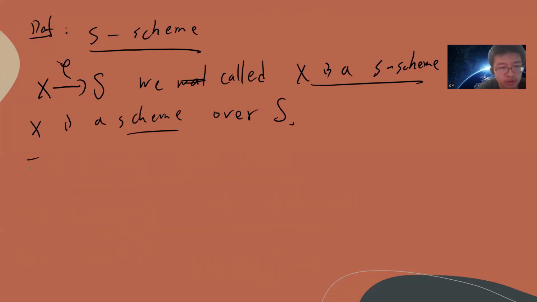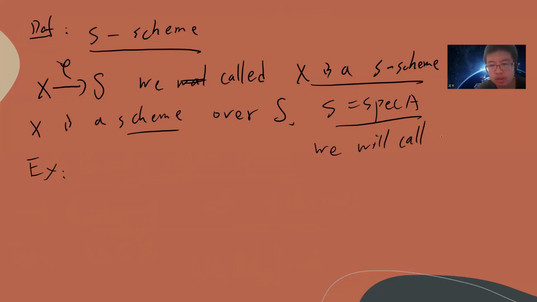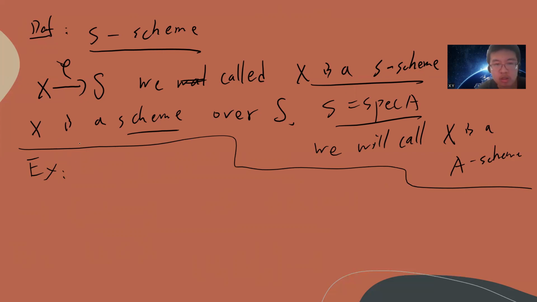Okay. For example, sometimes if S is affine, for example if S is Spec A, then we will call X an A-skin. So for example, if you take the projective space P^n, it is a skin, because we know that there is a cover, an affine cover, for the projective space. Okay, so you know that this is a skin.